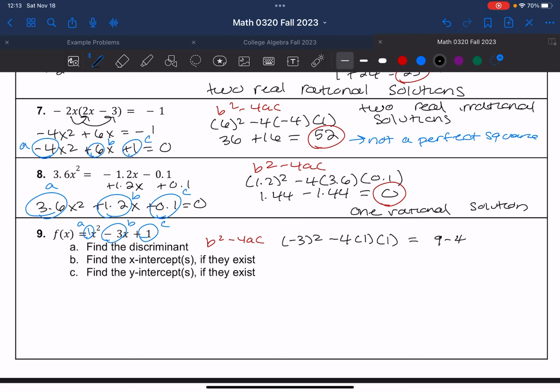Make sure I plugged in my numbers good. Yeah. 9 minus 4, which is 5. Okay. That 5, since it is positive, tells me I'm going to have two real solutions. But since it's not a perfect square, it's going to be two real irrational solutions.